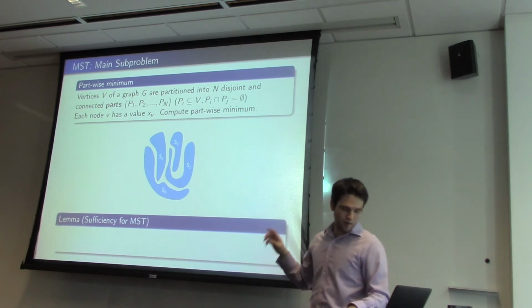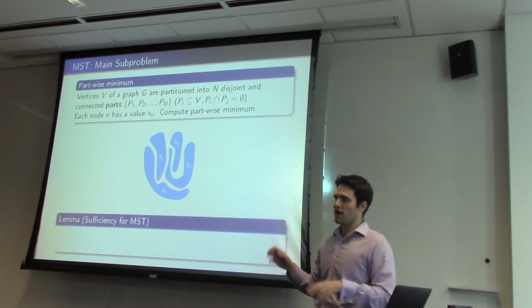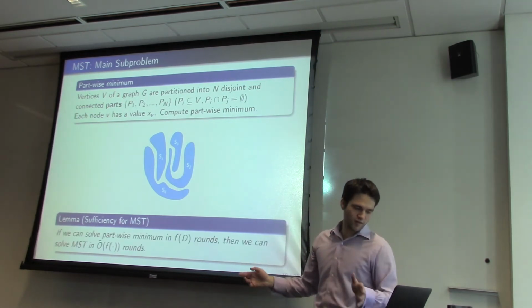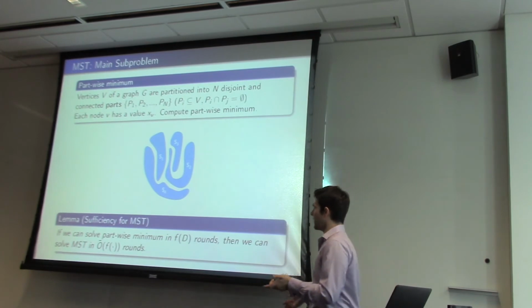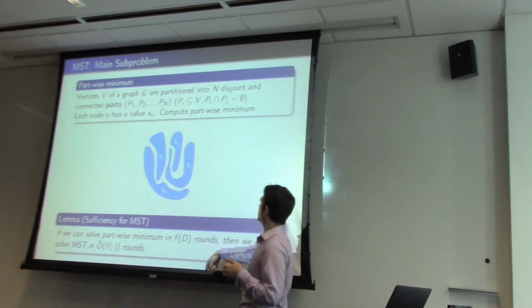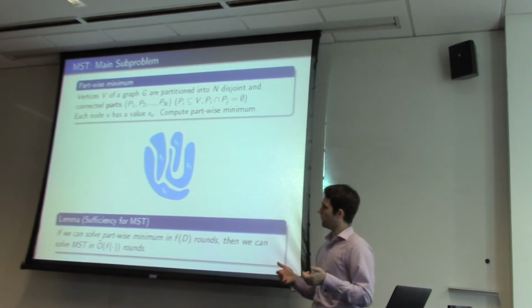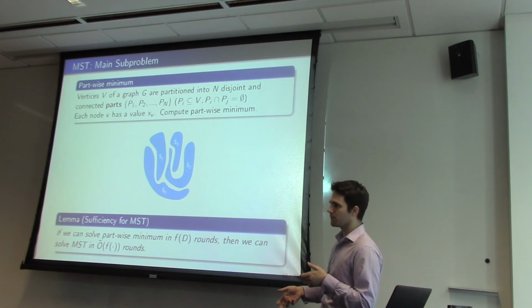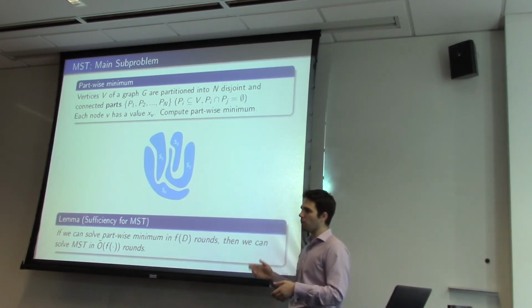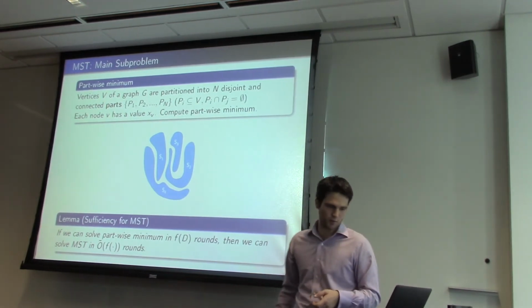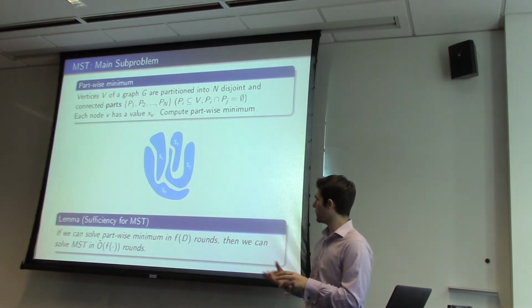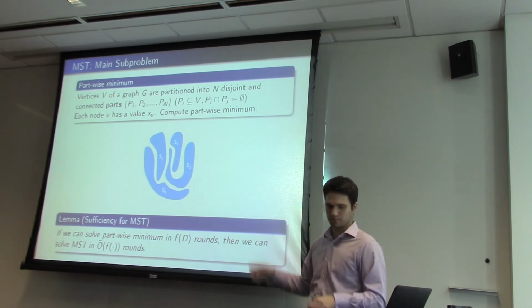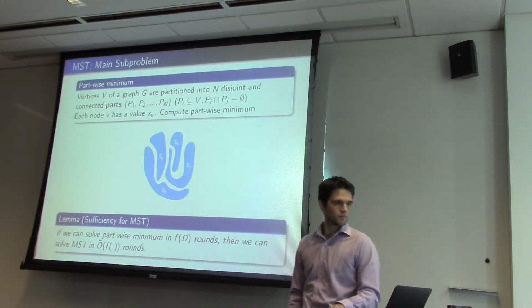If you can solve this subproblem efficiently for an adversarial partition, because you cannot control it, you can solve the MST in a fast manner. If you need f of n rounds to compute the partwise minimum, then you need a couple of log factors more to solve the entire MST problem. So this is the main issue we are dealing with, and the shortcuts are a way to solve this problem. So I missed something. You just mean compute the partwise minimum spanning tree?